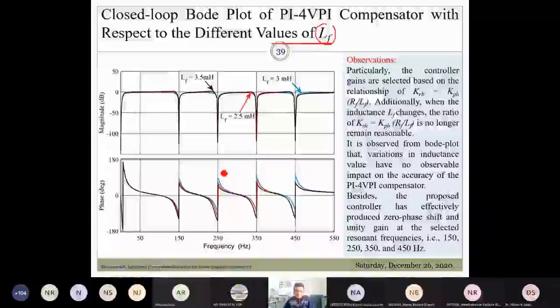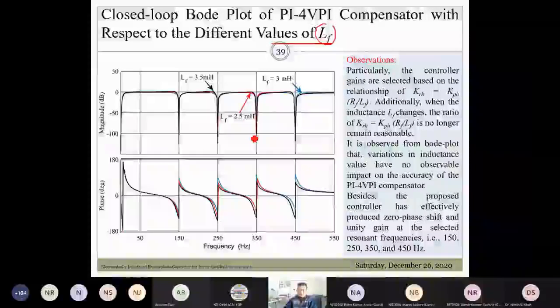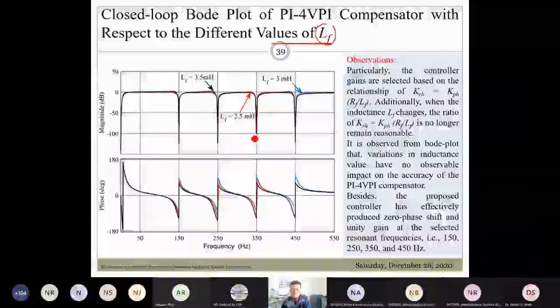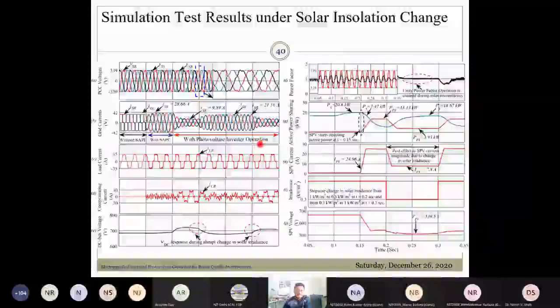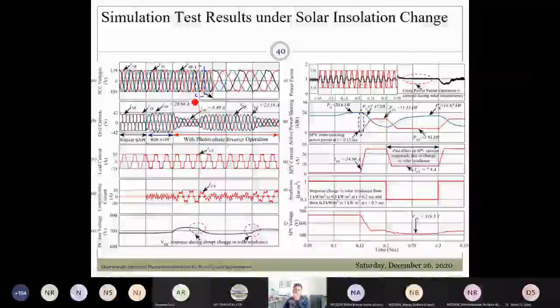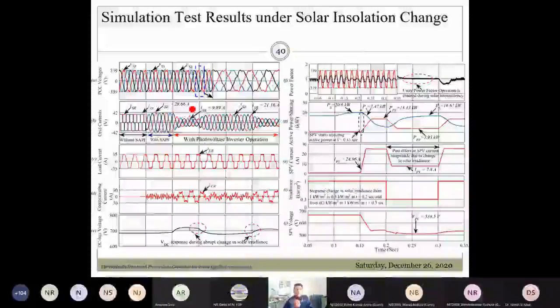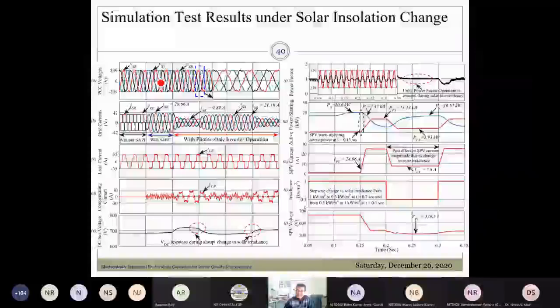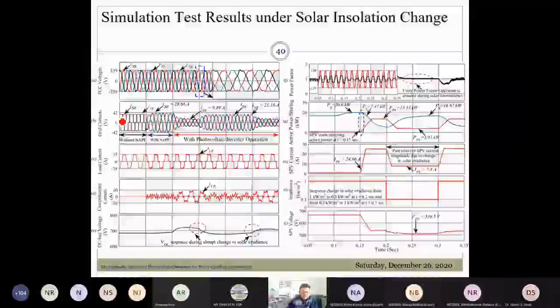And this confirms that the PI 4VPI compensator can be employed to minimize the stationary errors from the reference grid currents. So I have these simulation results first. Here the utility grid voltages are contaminated with harmonics. Look at this plot B.